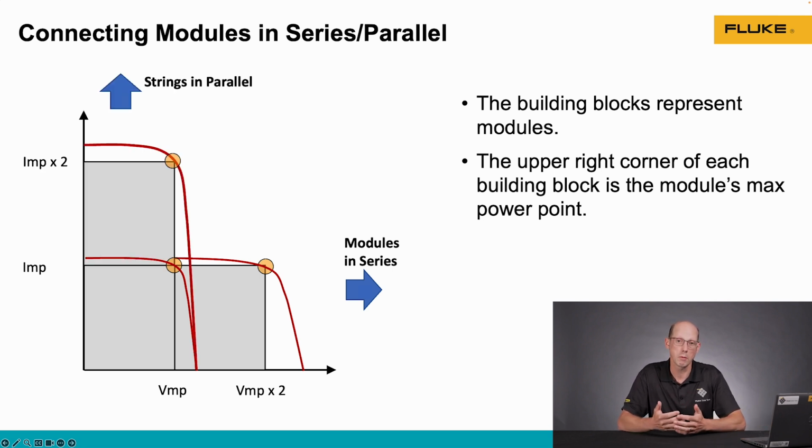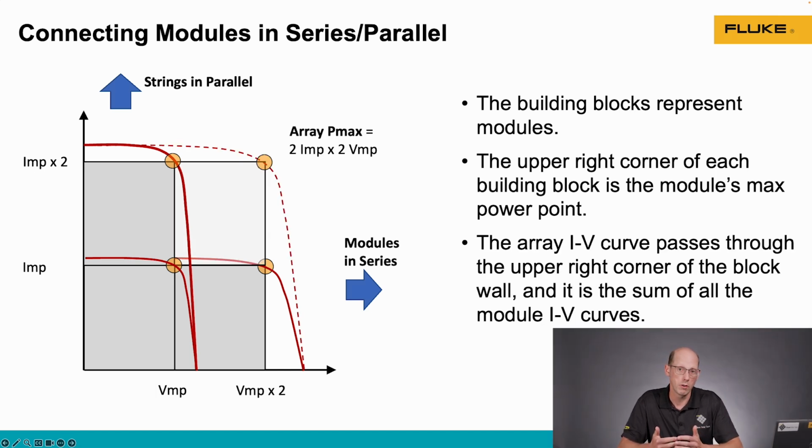When I start connecting modules in parallel, or strings of modules in parallel, which is most common, I'm connecting the positives to the positives and the negatives to the negatives. So for each string I add in parallel, the current is going to increase. Now we've already built the modules in series, so the voltage is going to remain the same when we connect things in parallel.